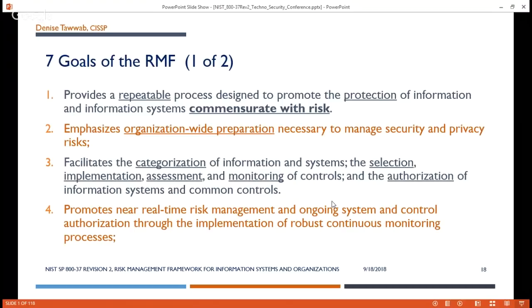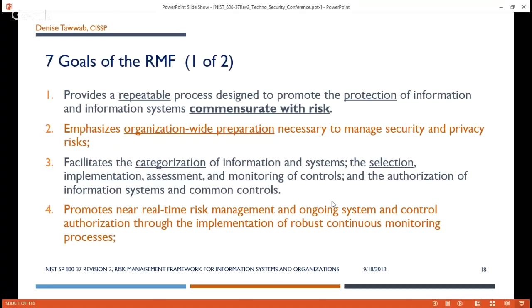So you want to categorize your information and the information systems, whether that's high, medium, or low, the selection, implementation, assessment, and monitoring of controls, and the authorization of information systems and common controls, because somebody has to authorize every system in a federal space before it can go online and be used in the business. So someone has to specifically accept the risk associated with operating that system. Okay, let me stay focused.